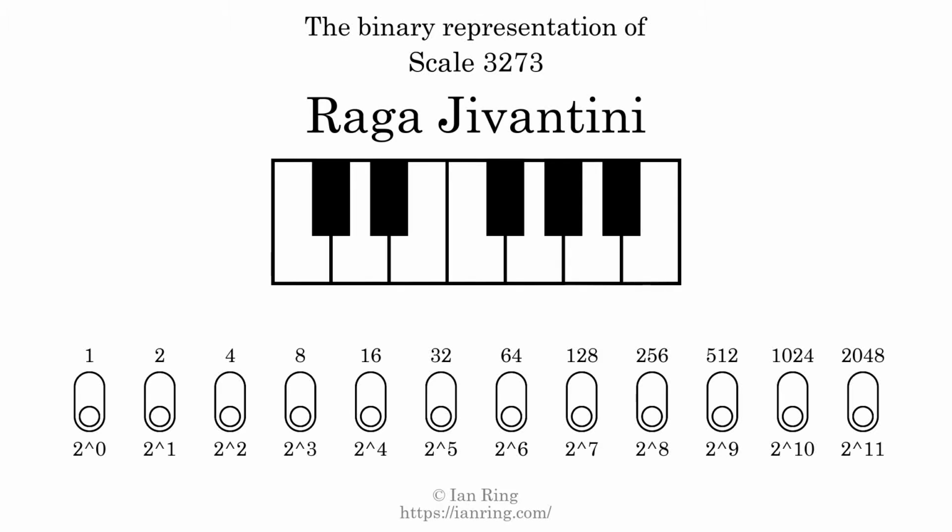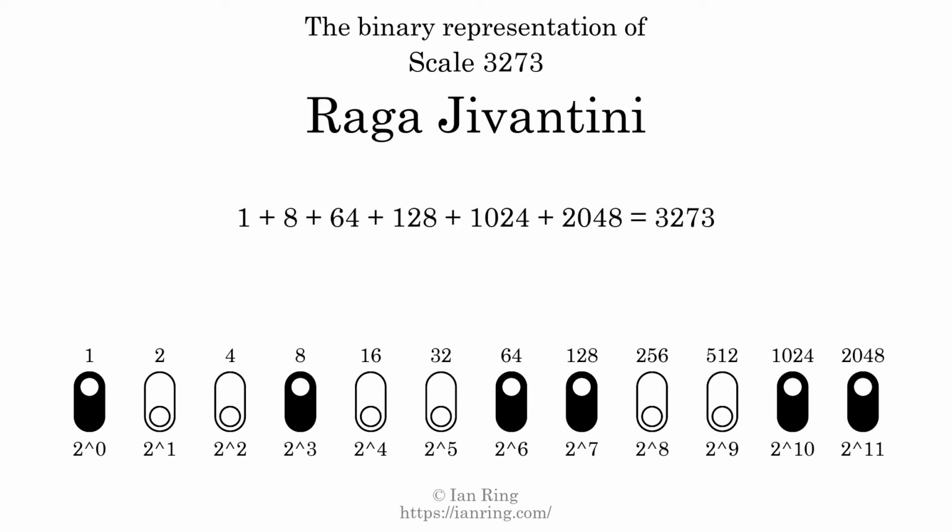The binary representation of this scale is determined by mapping tones of the scale to binary digits. Each binary digit represents a power of 2. To get the scale number, we add the powers of 2 together. The powers of 2 that are present in the scale, all added together, equals 3273.